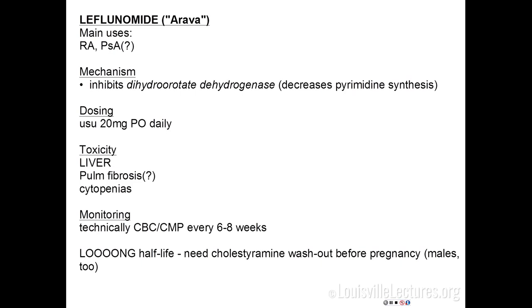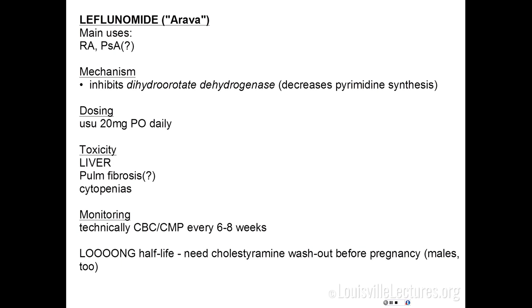We do know how it works. It's a dihydroorotate dehydrogenase inhibitor, so you decrease pyrimidine synthesis. Lymphocytes don't have a salvage pathway, so anything that reduces pyrimidines or purine metabolism in lymphocytes makes them more likely to apoptose. They're more sensitive to it. And so you basically off T cells and B cells. Dosing is 20 milligrams a day, typically. You can use this with methotrexate, which we do sometimes. You just cut the dose in half.